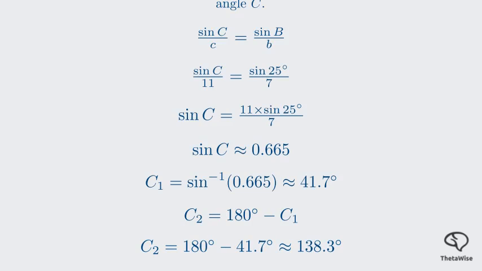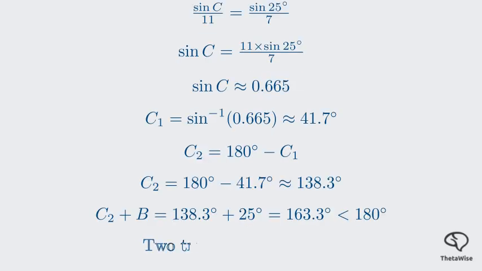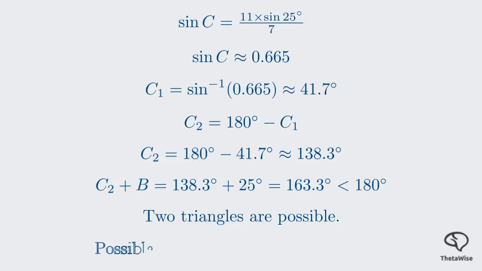Finally, we must check if this second angle is valid. The sum of the angles in a triangle must be 180 degrees. If C2 is 138.3 degrees, can it combine with the given angle B of 25 degrees? Yes, 138.3 plus 25 degrees is 163.3 degrees, which is less than 180. This means a triangle with C2 equals 138.3 degrees is possible. Therefore, there are two valid solutions. We must report both possible measures for angle C, approximately 41.7 degrees or approximately 138.3 degrees. For full marks, you must include both solutions.